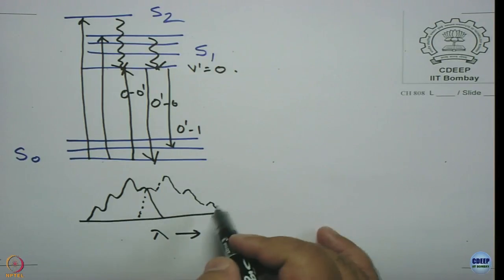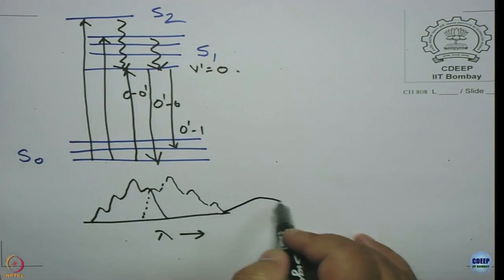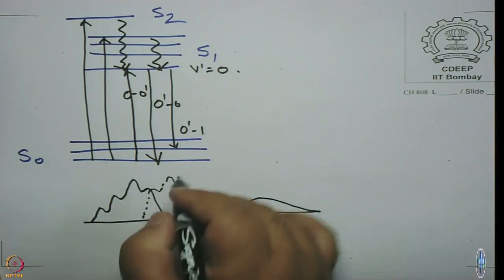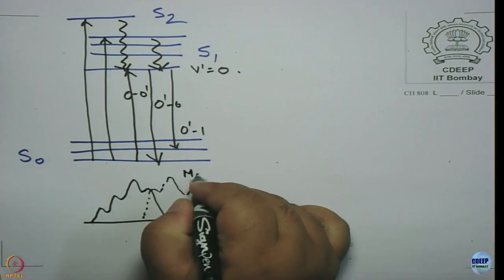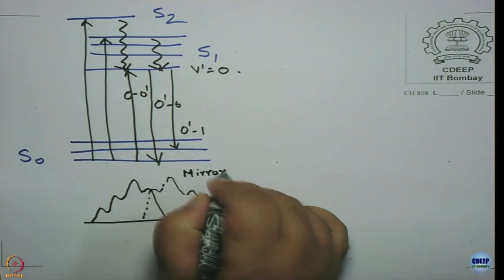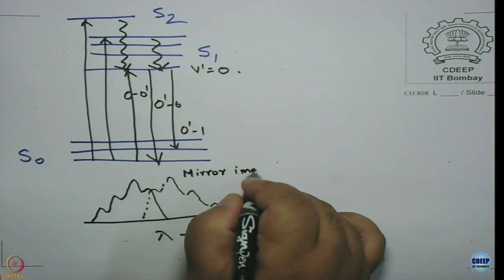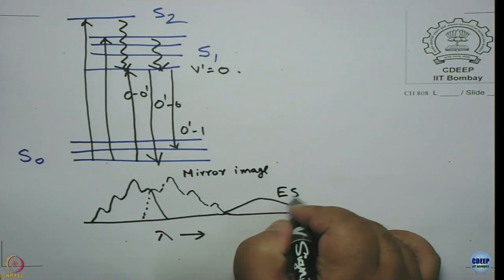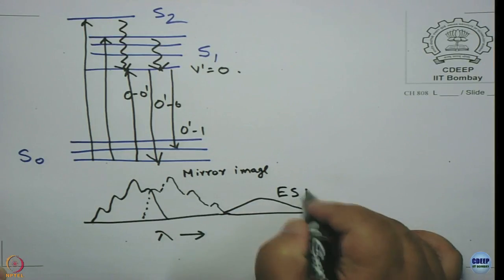So, when we have excited state processes, we get this redshifted band somewhere here. So, this is the mirror image spectrum and this is the spectrum that arises from the excited state process. I will just write ESP.